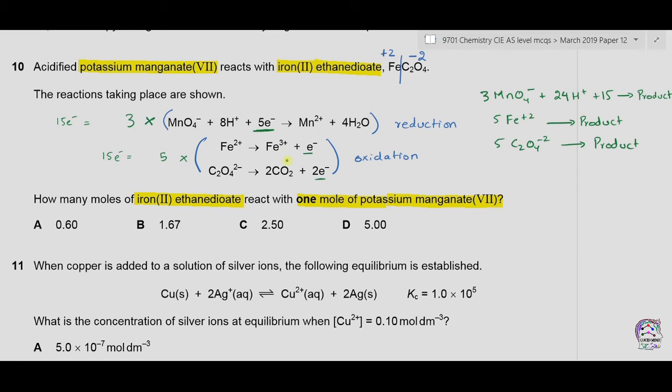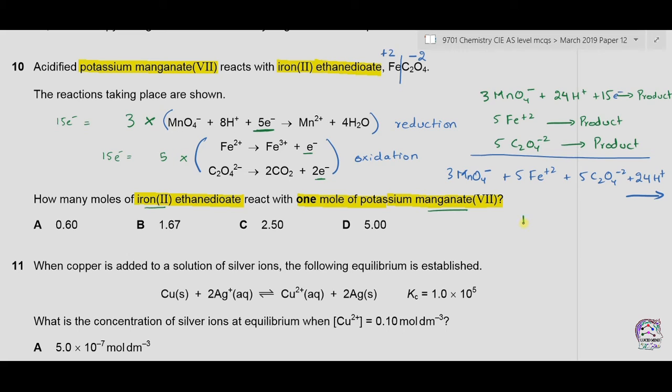I'm not writing the product because in the question they have given iron 2 and KMnO4, so we just have to find out the number of moles of MnO4 and iron plus 2. Upon adding all these three equations, we can get 3 moles of MnO4 negative reacts with 5 moles of iron plus 2, 5 moles of C2O4 negative plus 24 moles of H plus, 15 electrons and gives product. So the only concern is with MnO4 negative and iron plus 2.